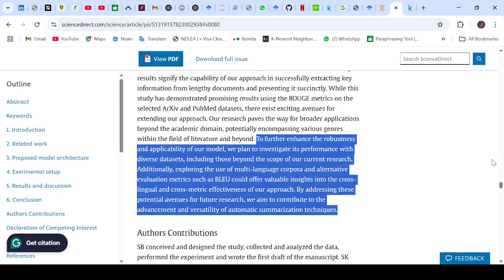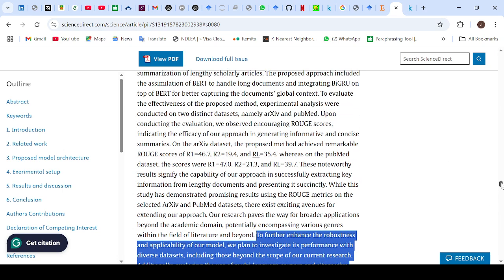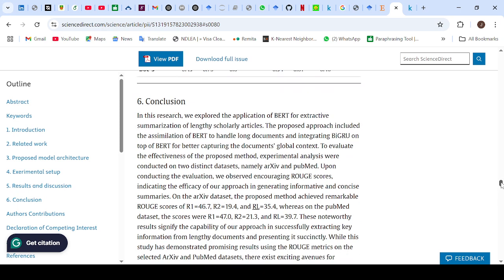So we open the conclusion. So in the concluding part, they also describe a full summary of what they actually did.